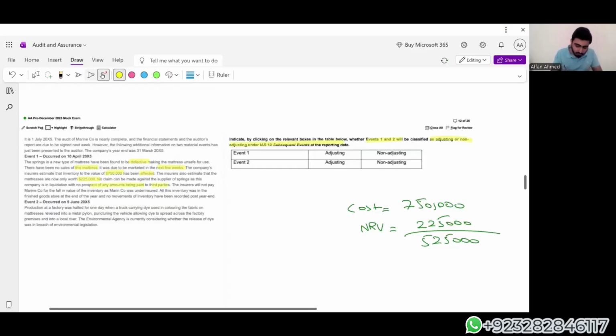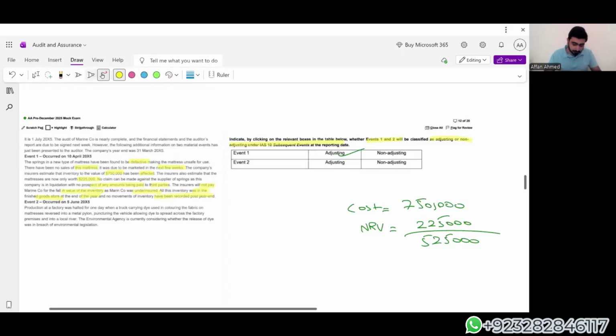The insurers will now not pay marine company for the fall in the value of inventory, as it was underinsured. All the inventory was in finished goods store at the end of the year, and no movement has been made. That means no sales are there. So at the end of the year, does this condition exist that the value has decreased? Yes, it has a condition here. So it is an adjusting event.